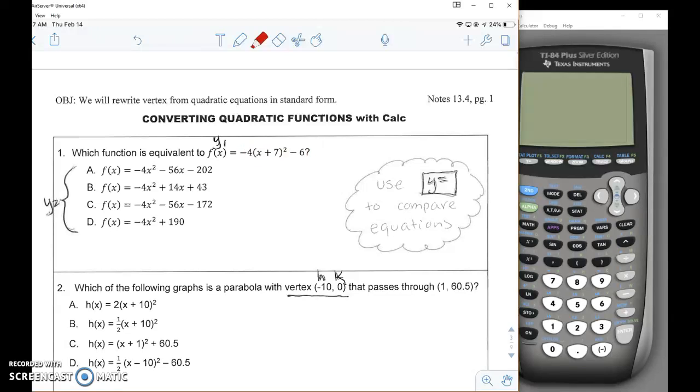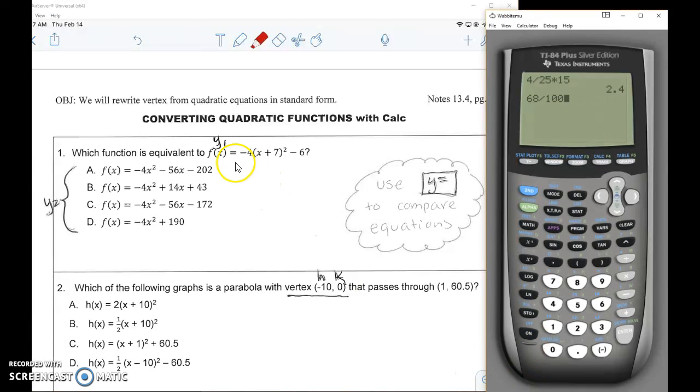Number 1 says, which function is equivalent to f of x equals negative 4 (x plus 7) squared minus 6? In my calculator, I'm going to type in that equation, negative 4 (x plus 7) squared minus 6, and take a look at the graph. I'm going to graph A, B, C, and D to see which one matches up exactly with my problem. Okay, I should only see one graph if it matches up exactly.